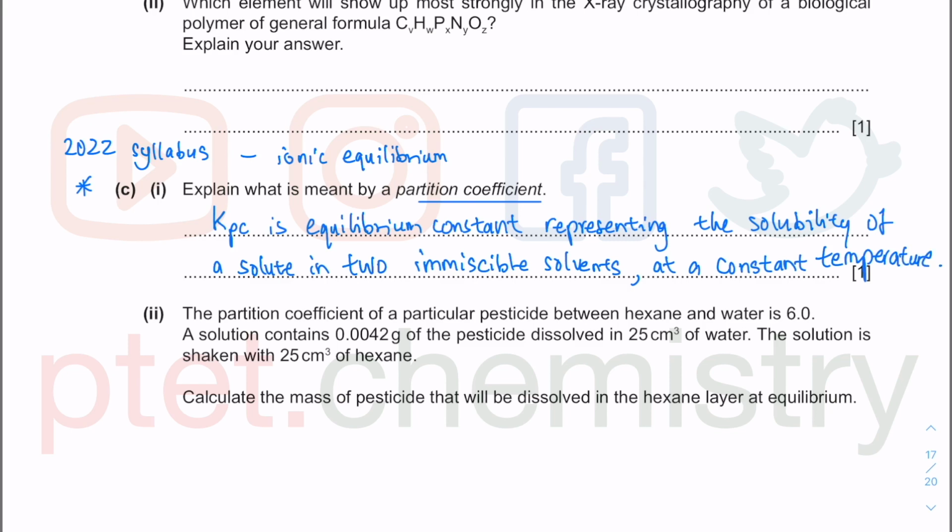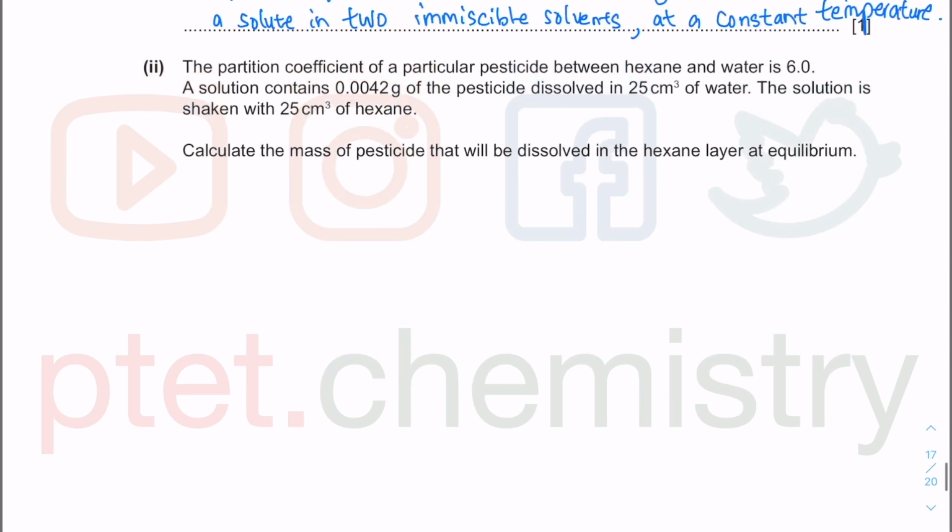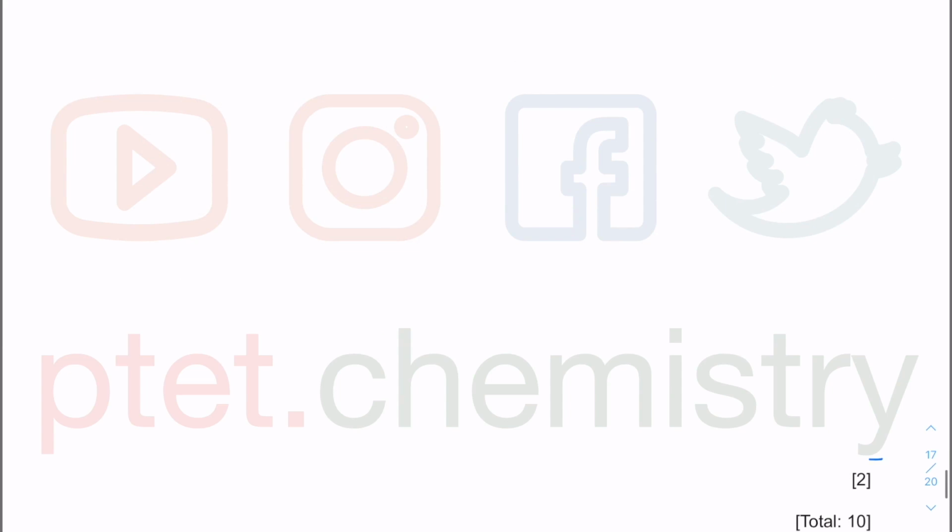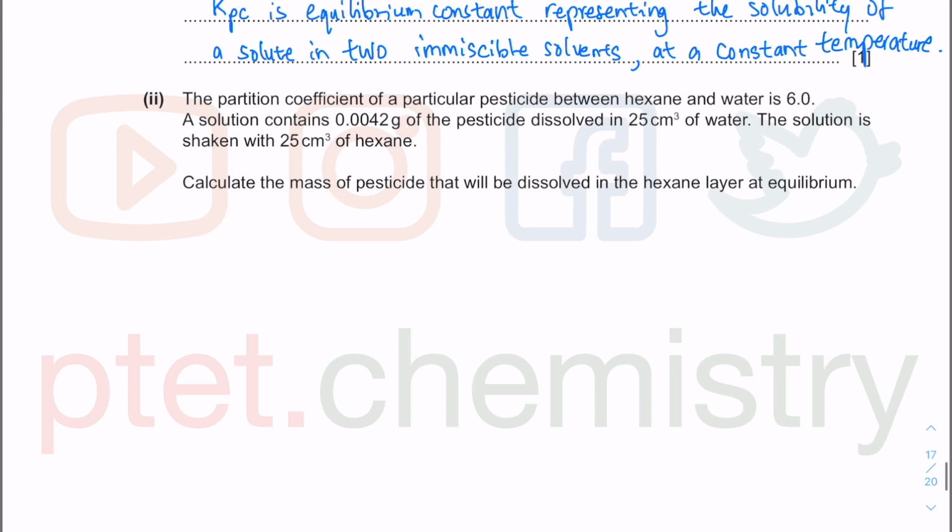Okay. Now the next bit is really all about calculation. Let me see how many marks there are. There are 2 marks to really run up these questions. But let's think about this. We have a partition coefficient of this pesticide. Let's just call it X to make our life easy. This is between hexane and water.